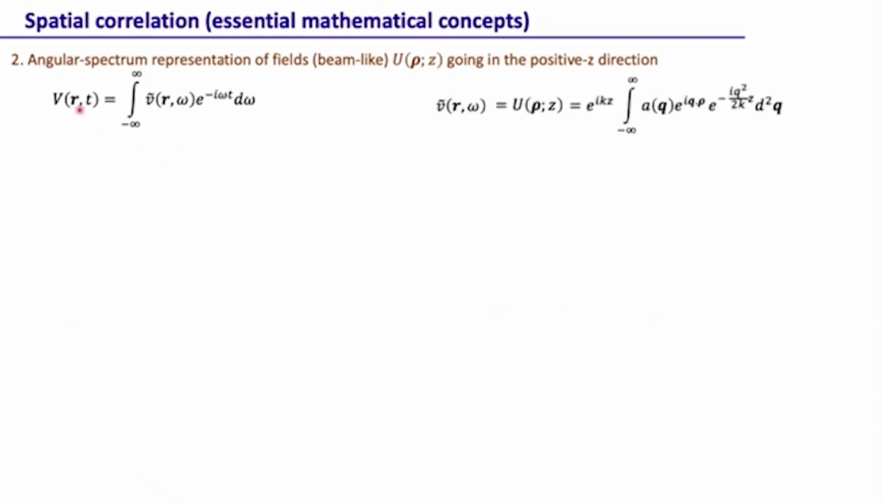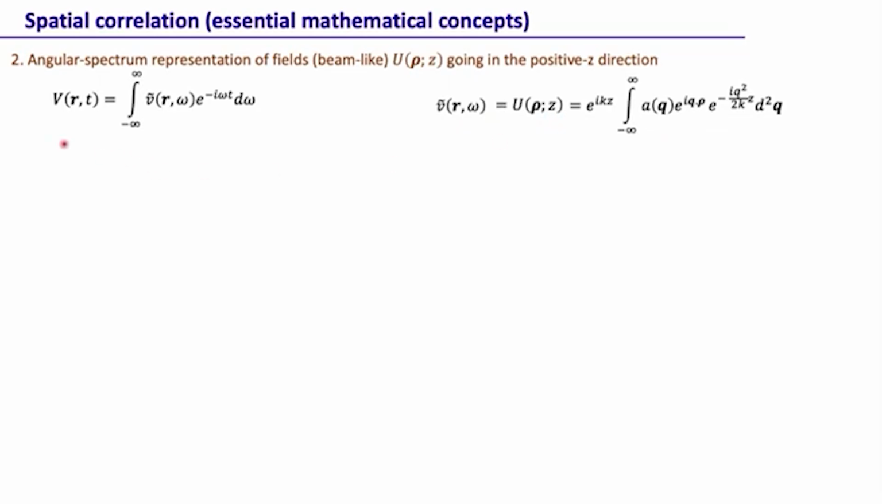Okay, so this is the spatiotemporal field we have, and this is the individual frequency component, and this individual frequency component can be written as a two-dimensional Fourier transform in this manner, where A(q) is called the angular spectrum, and this is written within the paraxial approximation, and this represents a beam-like field going in the positive z direction. Okay, this is the field.